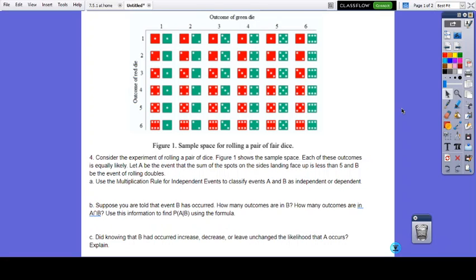So question 4, consider the experiment rolling a pair of dice. Figure 1 shows the sample space. So we've got this picture here that shows all of the sample space that we're dealing with. Each of these outcomes is equally likely.